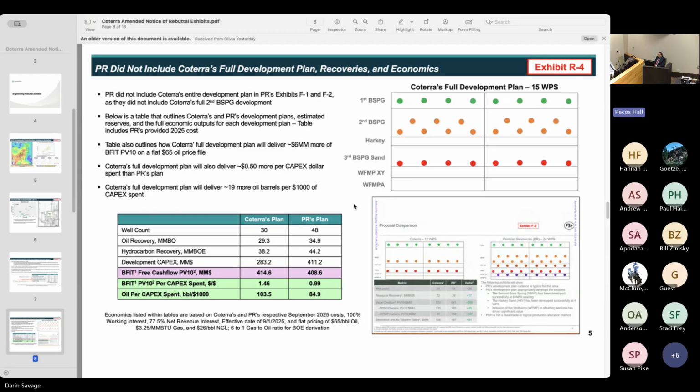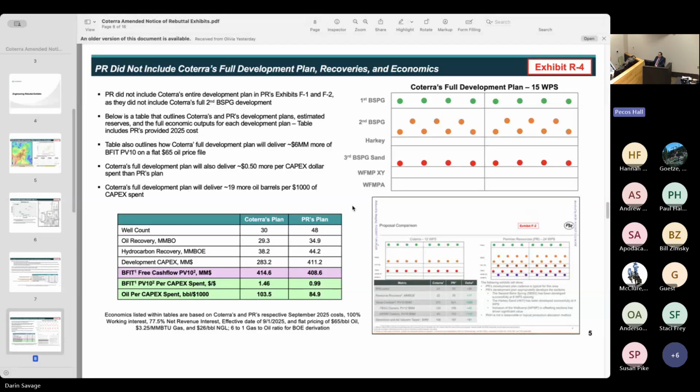Now for Coterra, those millions of dollars matter. However, if someone were to say, well, that's close enough, right? What are we doing here? I would direct your attention to the bottom two rows of the table, which are there to really illustrate the capital efficiency of both plans. Effectively, I spent $1 of capex. What did I actually get in return? If we look at PR's plan, for every $1 of capex that they spend, Coterra would predict that they would roughly get $1 in return. Compared to Coterra's plan, if Coterra spent $1, we would expect just under $1.50 in return.